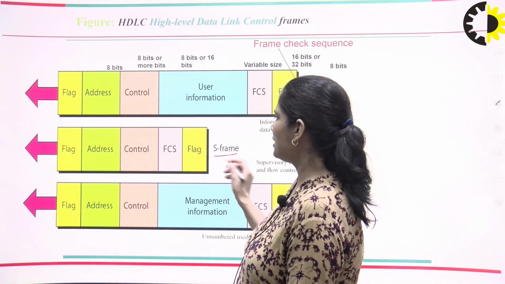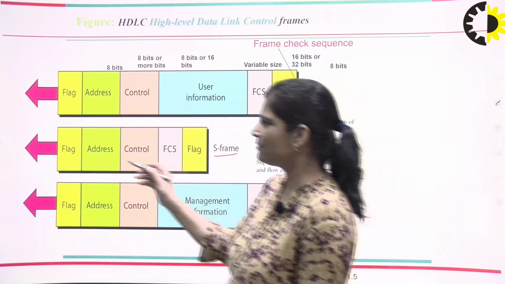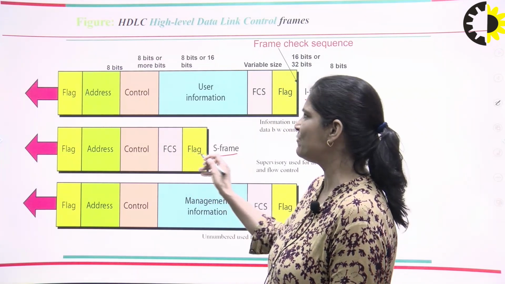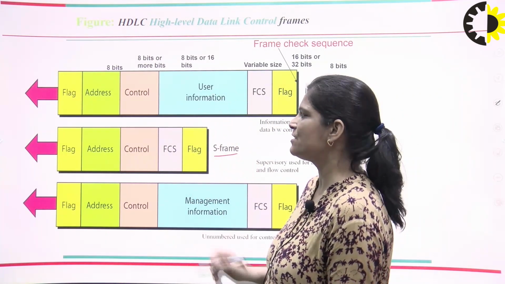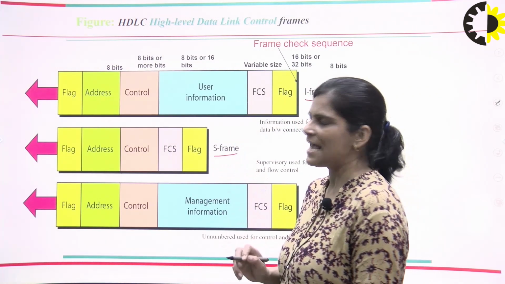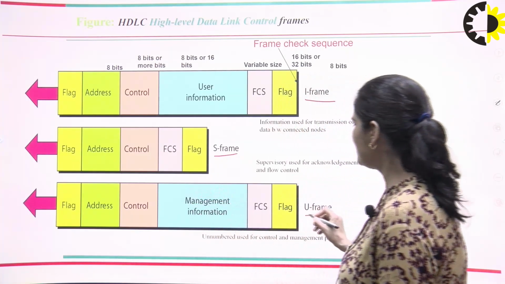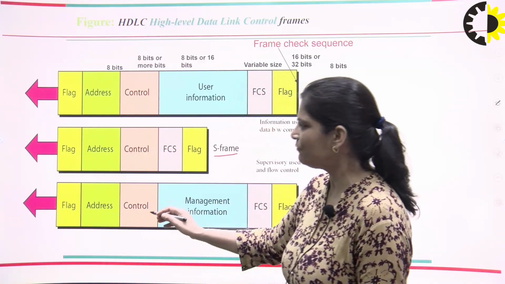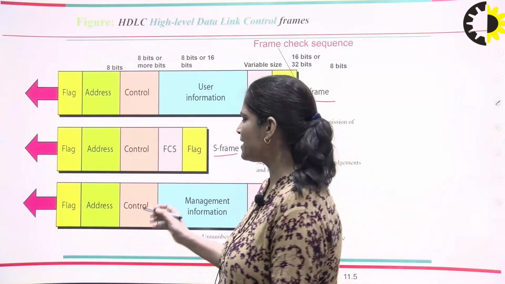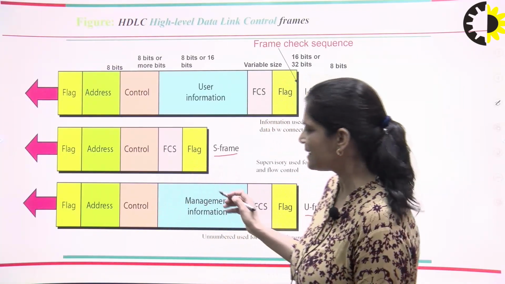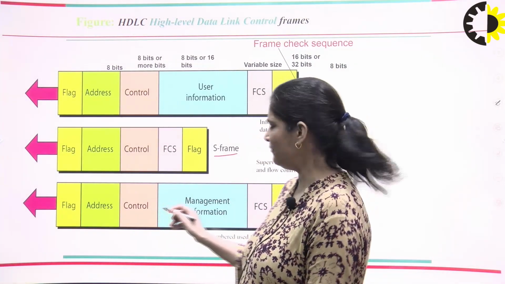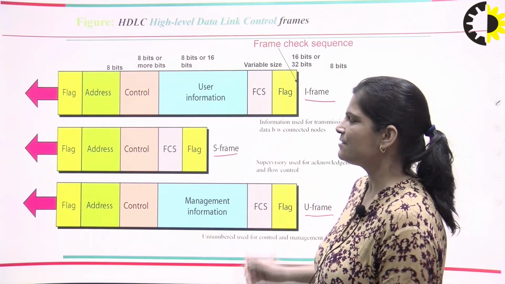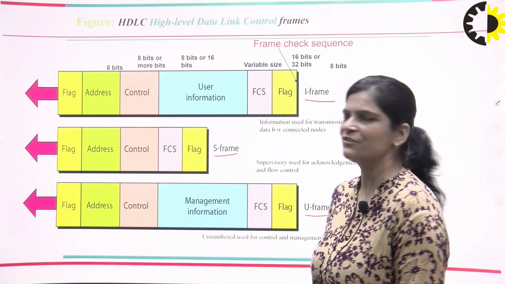Now the supervisory frame has these fields: flag, address, control field, frame check sequence and flag. User information is not present in the S frame. Now the U frame, the unnumbered frame, has the fields flag, address, control field. Address means source or destination address. The control field we will discuss briefly in the next slide. Then there is management information, frame check sequence and flag. So this is the format of the I frame, S frame and U frame.